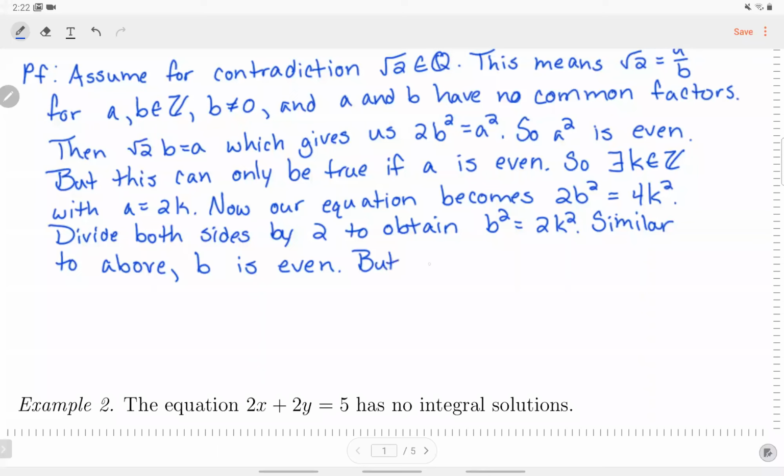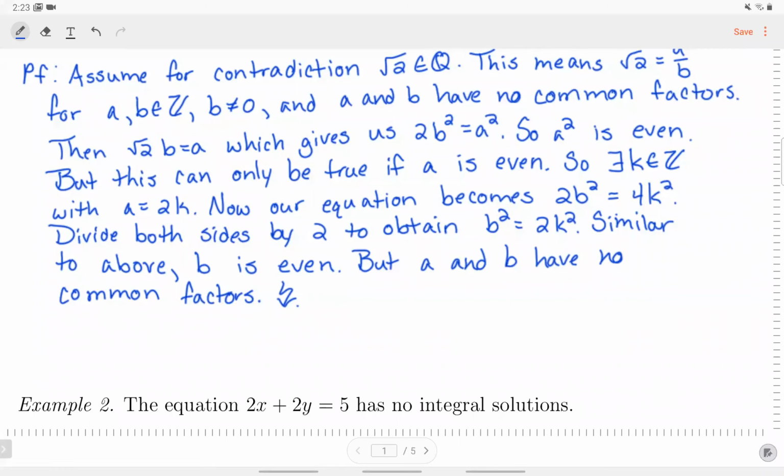But a and b have no common factors. Here's where I put my lightning bolt, okay? That's signaling that that's my contradiction. I've reached my contradiction, okay? That's the impossible thing. How can they both be even and have no common factors? So what was the assumption I made to start with and followed all this logic that ended up being impossible? Yeah, that square root of 2 was rational.